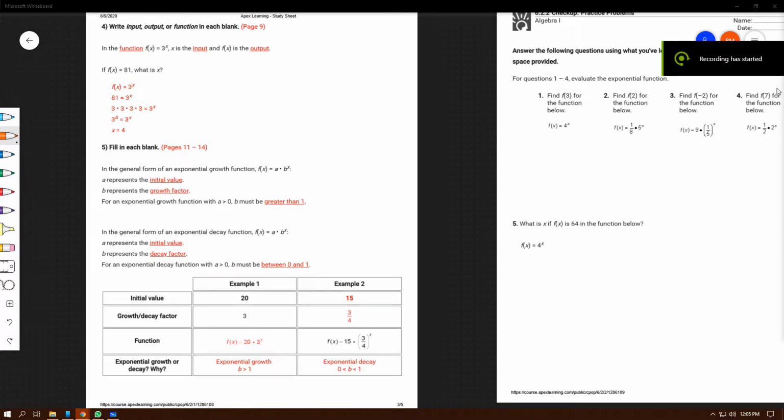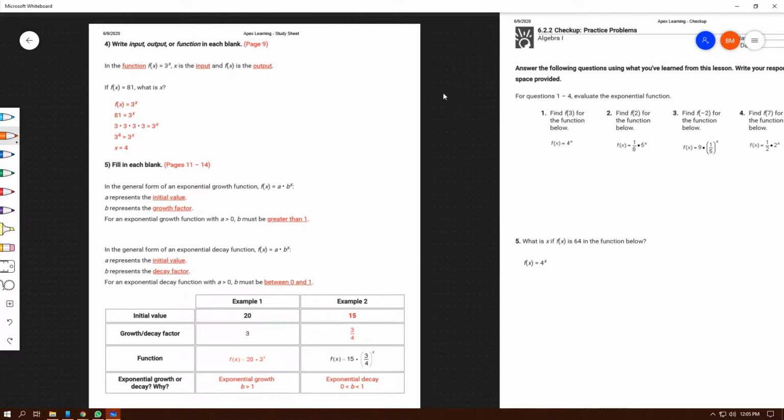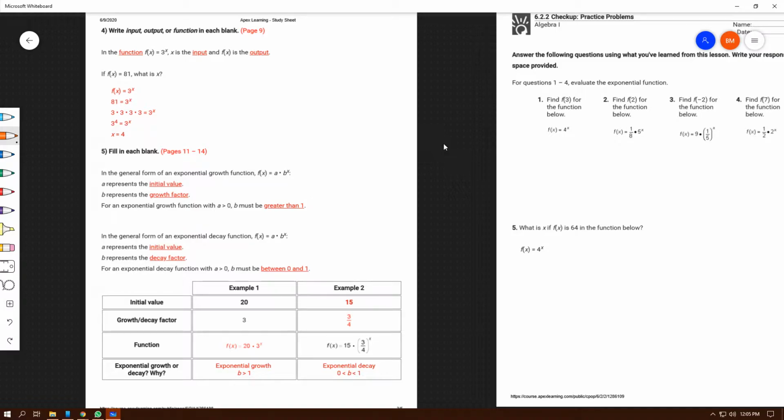Alright, we're going to be working on 6.2.3 exponential functions. I have the checkup problem as usual, and then I also have a page from the study guide. Again, the study guides have all been provided to you with the answers in them.